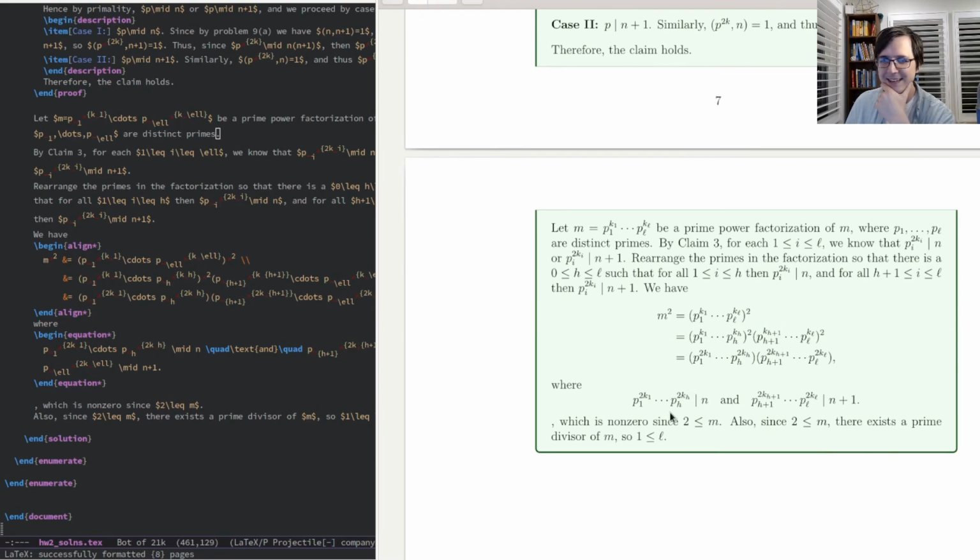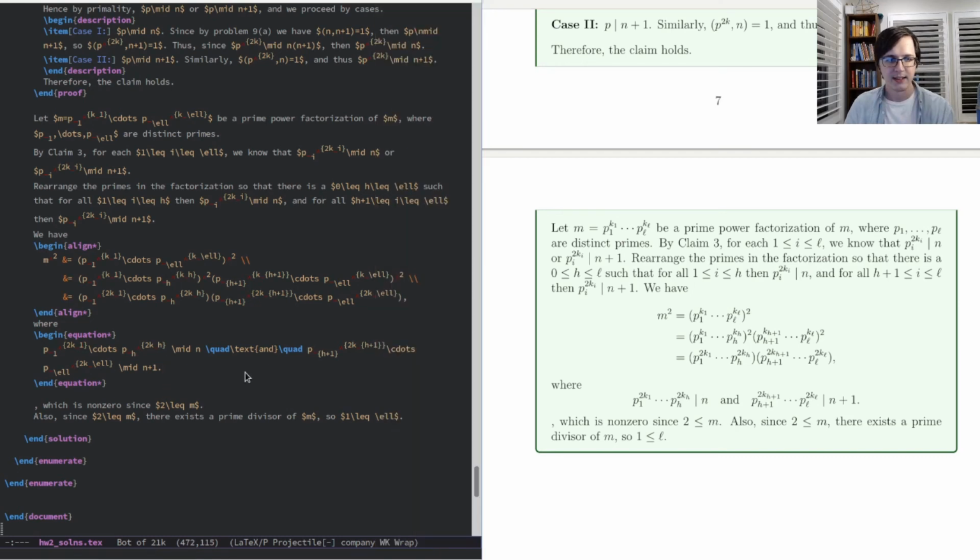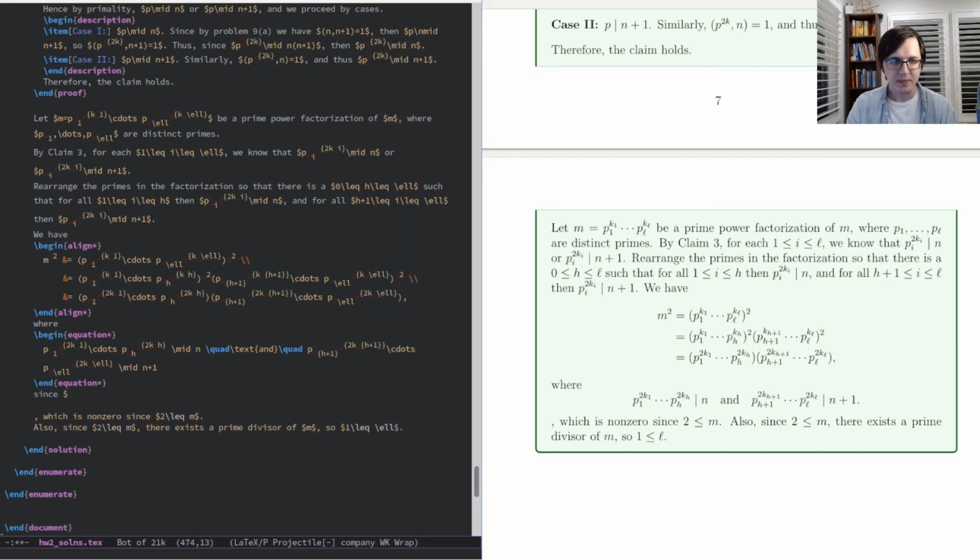It's been almost 3 hours. So, by claim 3, for each i it divides one or the other. So we'll rearrange it so that the first half divides the first and the second divides the second. Since, okay, so this is using the fact that if a divides c, b divides c, and gcd(a, b) is 1, then ab divides c.